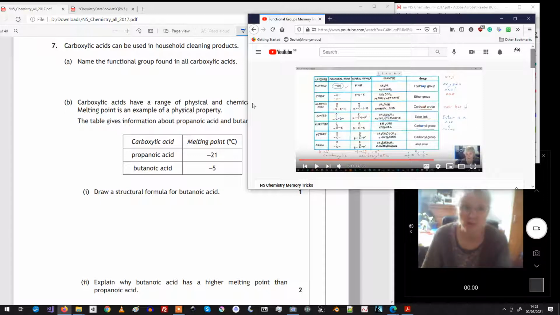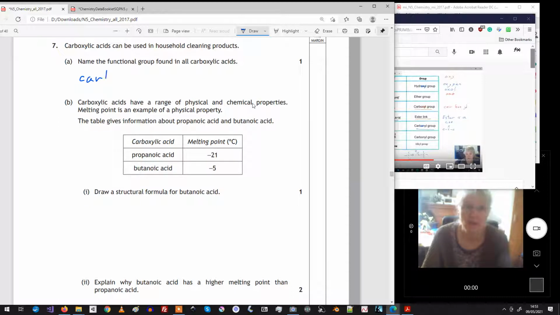If I just write it, it's actually carb and then oxy and then L, carboxyl, carboxyl. I also have a way of remembering carboxylic acids and carboxylate ions, which I shall just write over here. So we have car, like a car, and then boxy, lick. Oh, that won't fit. Carboxylic and carboxylate.